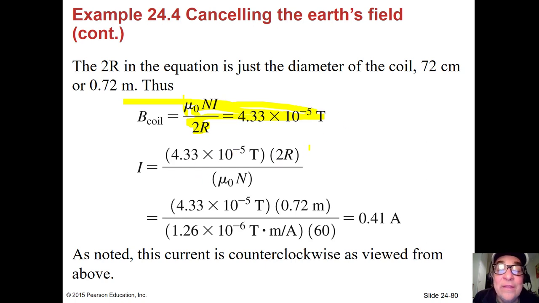You could plug in the radius of the circle, but then you're multiplying it by 2, so you might as well just use the diameter. 2R is the diameter. That's why you see the diameter here. And then you have μ0 and 60. So 0.41 amps. That's not a whole bunch of amps. You could cancel out the Earth's vertical component if you just had half of an amp running through this scenario. Okay, excellent.